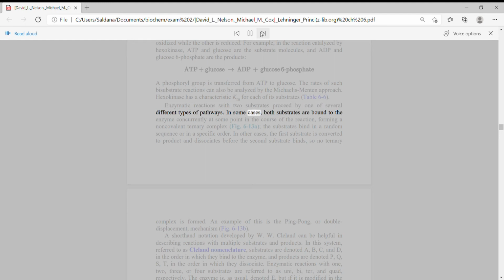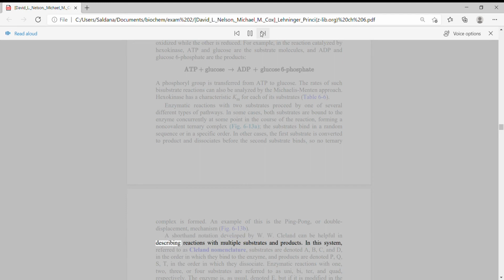In some cases, both substrates are bound to the enzyme concurrently at some point in the course of the reaction, forming a non-covalent ternary complex, Fig. 6-13a. The substrates bind in a random sequence or in a specific order. In other cases, the first substrate is converted to product and dissociates before the second substrate binds, so no ternary complex is formed. An example of this is the ping-pong, or double displacement, mechanism, Fig. 6-13b.